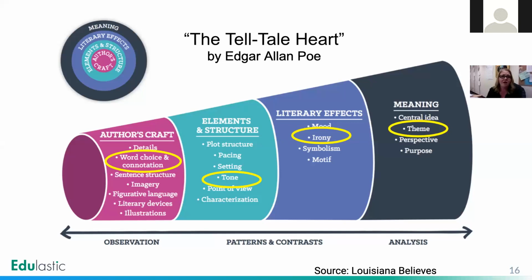So with The Telltale Heart, if I start with word choice and connotation and ask them a question about the author's craft, and they're able to pull out that word choice, answer that question successfully and feel successful, then if I lead into a question about tone, they're going to feel a little bit more comfortable with tone. The word choice directly affects tone, and the tone directly affects the irony in the story, and that's where we get the theme of the narrator and how he was so nervous.